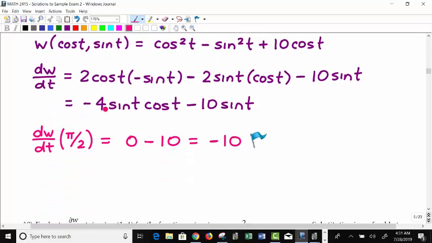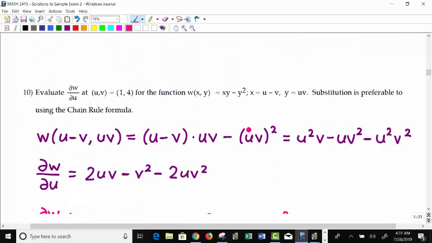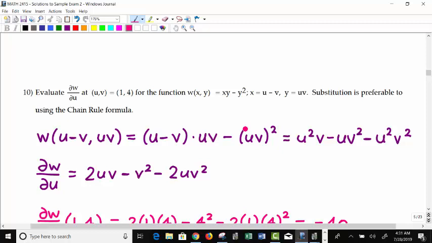Cosine of pi over 2 is 0, so that wipes all that out. And sine of pi over 2 is 1, so you have 0 minus 10, which makes that negative 10. So dw/dt at pi over 2 is negative 10.